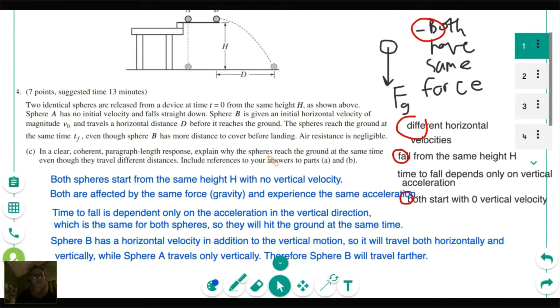And we've backed it up with physics principles, talking about the fact that they're experiencing the same force, which you would have already said in part A in your free body diagram. We've talked about the time being dependent on the acceleration in the vertical direction, but not horizontal. And these are really the relevant physics principles here.